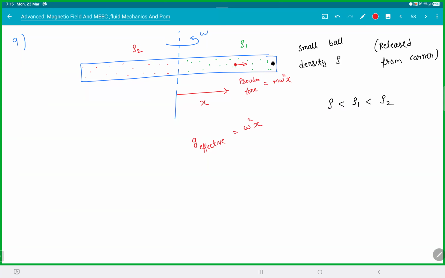V max is root of h1 minus rho by rho omega square L square by 2. That might be right. I don't remember the answer, but let's try. Now can you write the equation? Write the equation at a distance x. You will see something.